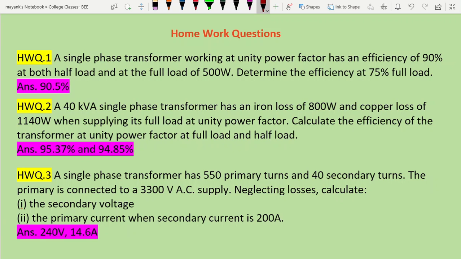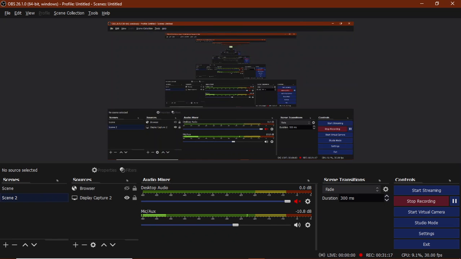And remember one thing: all these practice questions and homework questions are probable questions for your coming exams, okay? So yes, that's it for single phase transformers. In the coming videos I will be preparing for a few other machines, okay. So enjoy the video, enjoy solving the problems based on transformers. See you in the next video.